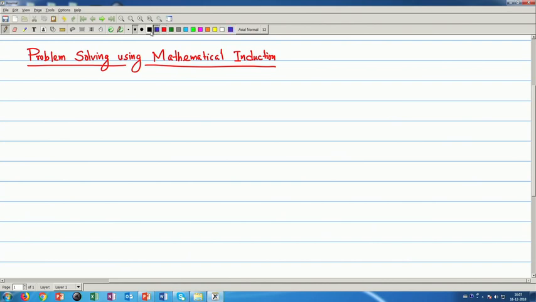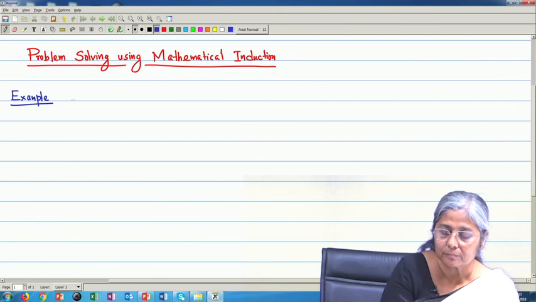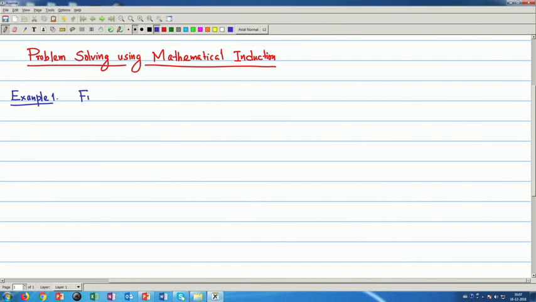So, first we see one very simple problem. Find the sum of n number of consecutive odd integers.